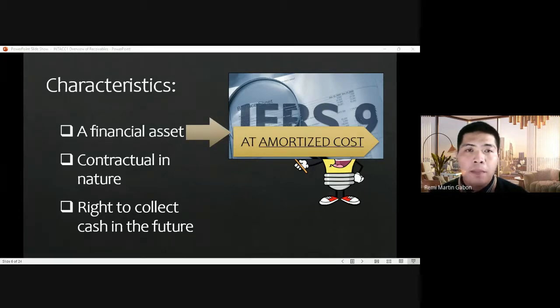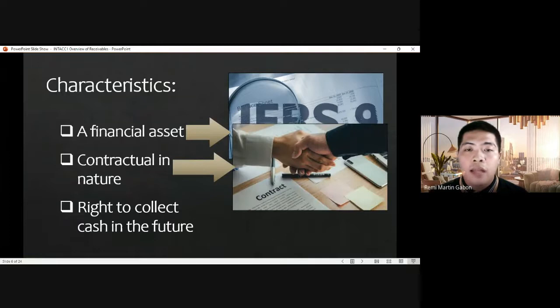That is the business model on how an entity accounts for its trade and other receivables. Then, contractual in nature. As I have told you earlier, at least two parties are involved in that contract. Contractual in nature because they arise from a contract. A contract under Oblicon is defined as an agreement between two parties, di ba? There is a contract if they agreed to have that contract.